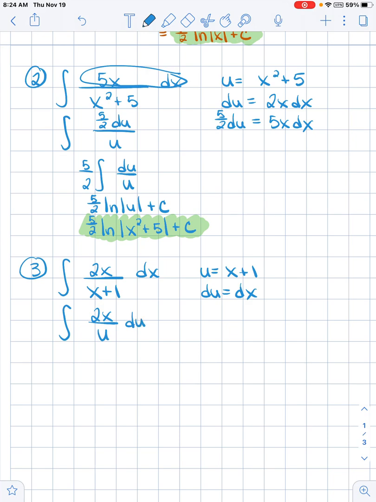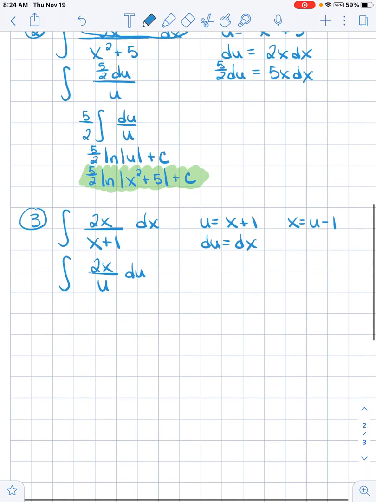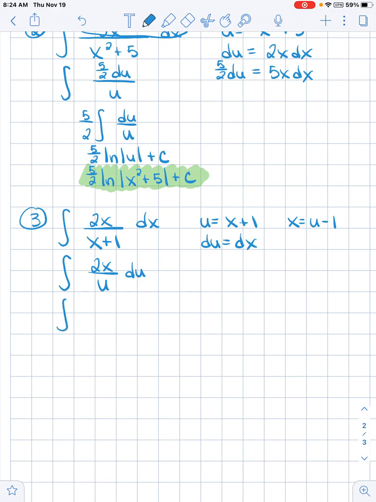So this was that method that we used in the last unit, where we can rewrite x as a function of u. X is equal to u minus 1. And if I do it that way, but that's not in the form of u prime over u or du over u.